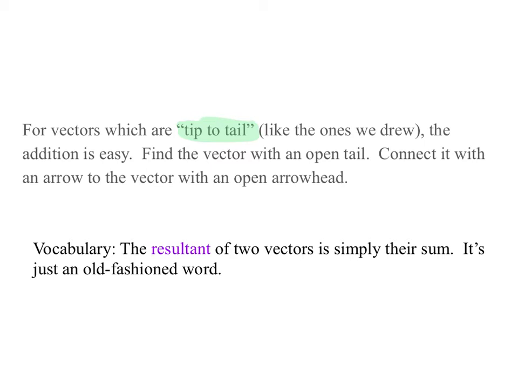As an aside, there's an old-timey word called the resultant. We define the resultant of two vectors as simply the sum. It's just an old-fashioned word from back when people were talking about this. It comes from the idea that it's what results from adding them. It's falling out of favor, and that's probably good. It's not a particularly useful word.